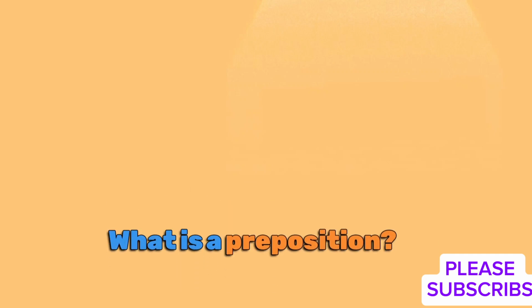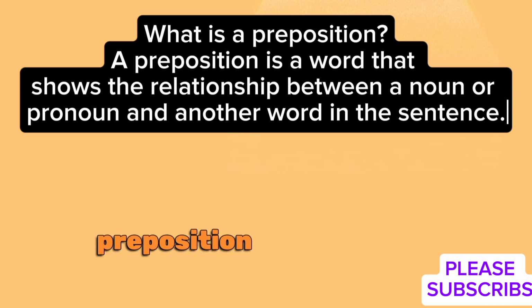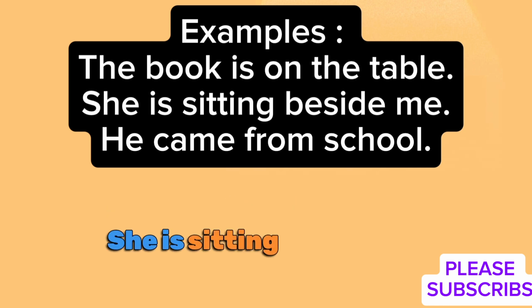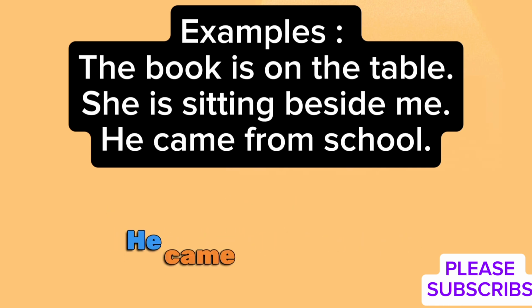What is a preposition? A preposition is a word that shows the relationship between a noun or pronoun and another word in the sentence. Examples: the book is on the table. She is sitting beside me. He came from school. These words tell us where, when, or how something happens.